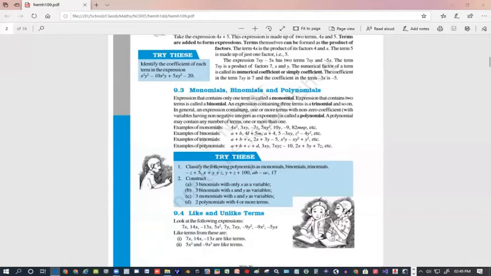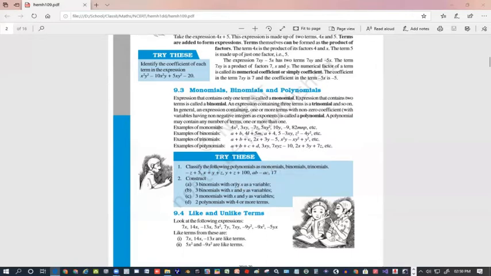So classify the following polynomial as monomial, binomial, and trinomial. So we know if there are 2 terms, it is binomial. 1, 2, 3 terms is trinomial. 1, 2, 3 trinomial. 1, 2 again binomial. And 17 is just a single term, so monomial.